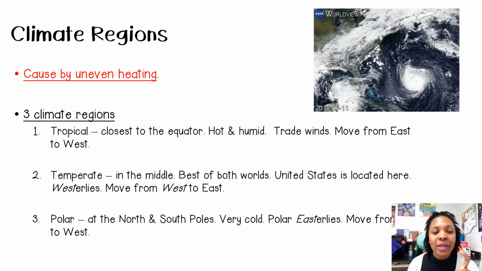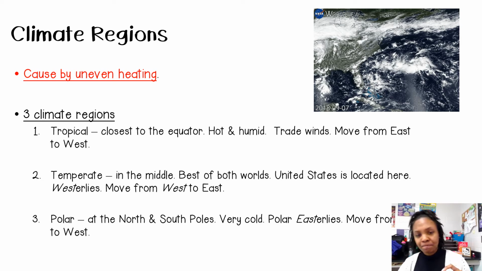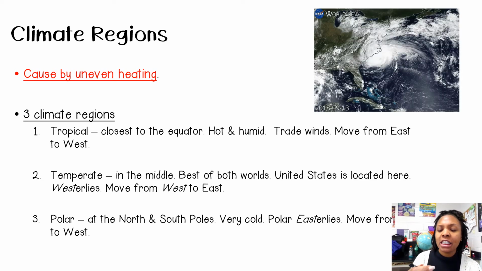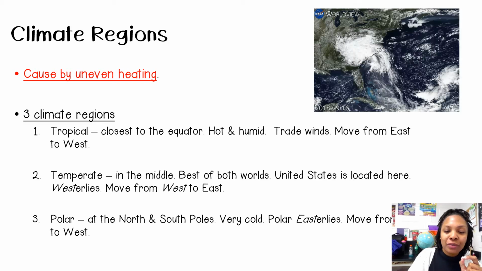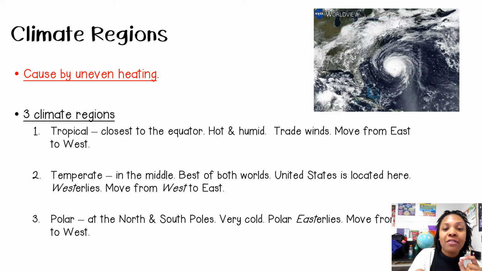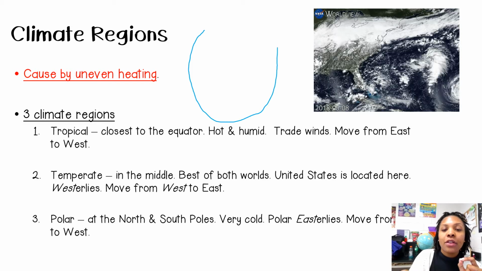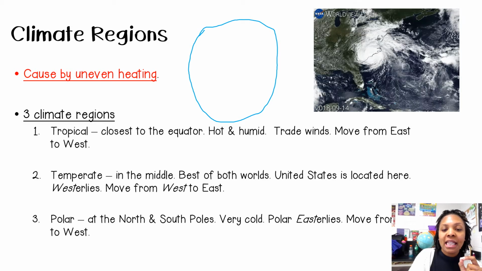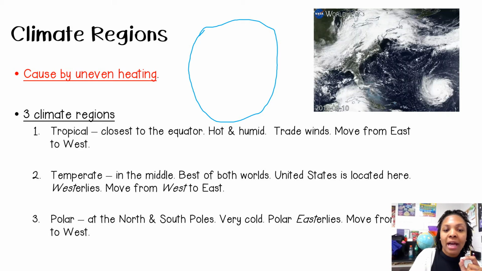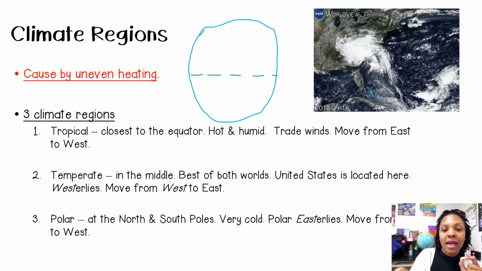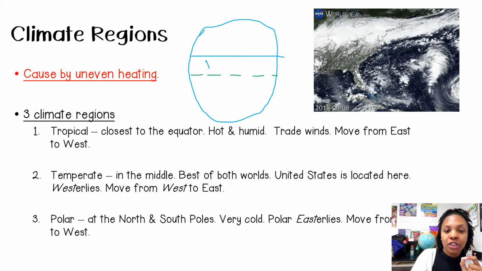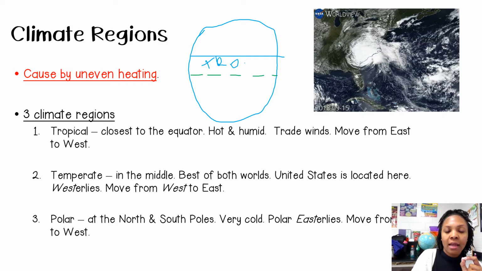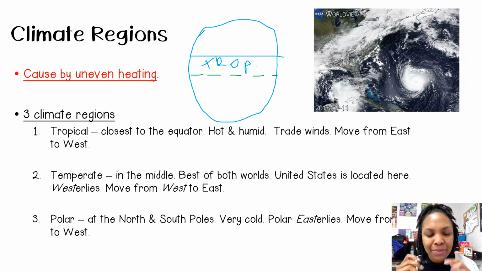All right, so first we have the climate regions. First, we have the tropical region. I was trying to do 2 things at once. So the tropical region is closest to the equator. So I'm going to draw my equator. There's my equator. Here is the tropical region. I know that's not the best, but tropical region.